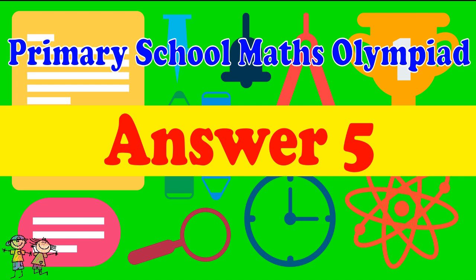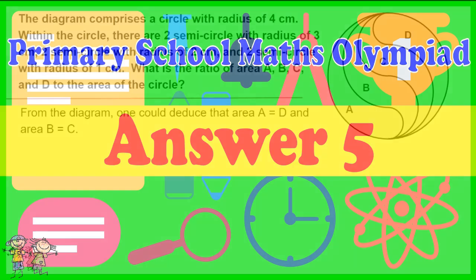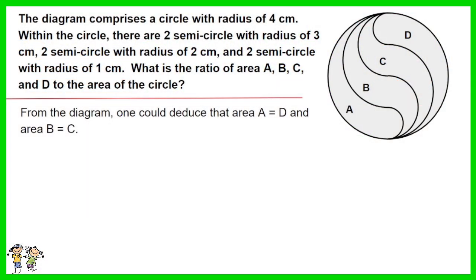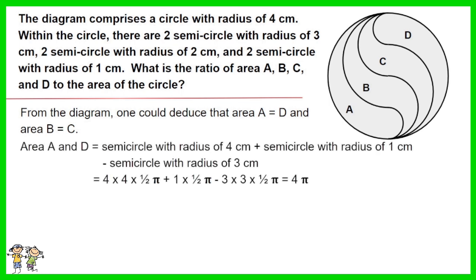Answer for question 5. From the diagram, one could deduce that area A equals D and area B equals C. Area A and D equals semicircle with radius of 4 centimeters plus semicircle with radius of 1 centimeter minus semicircle with radius of 3 centimeters. Work out the equation, you get 4 pi.